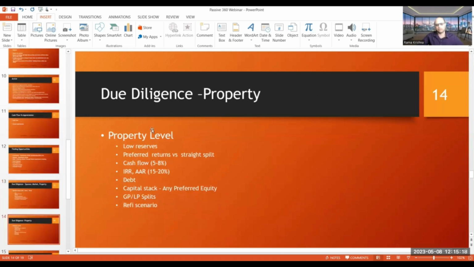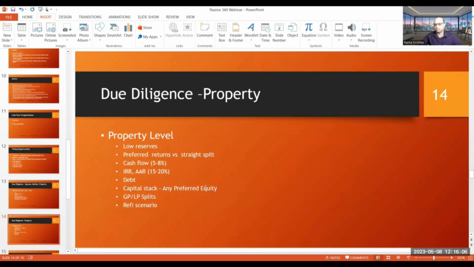So these are the important points you need to be aware of: how are the reserves, how much percentage of reserves, what is the LTV, or what kind of debt they have, how much LTV, like 60%, 70%, and what kind of loan is it, bridge loan or agency loan. Is there any preferred return, and how much? How about cash flow, how much cash flow for each year? How about returns, are they industry standard, comparable with other sponsors? Is there any preferred equity partner also? You need to be aware of the capital stack also.